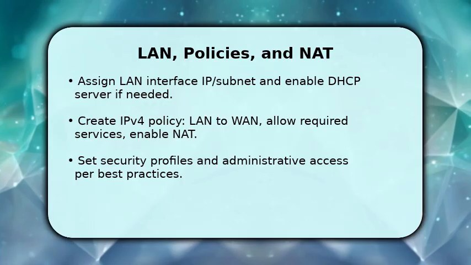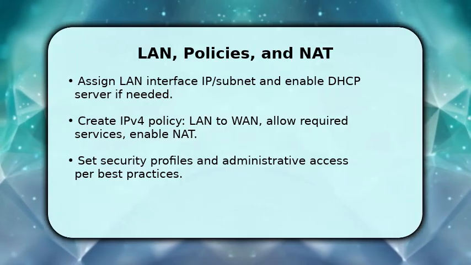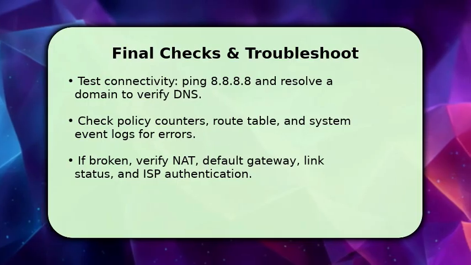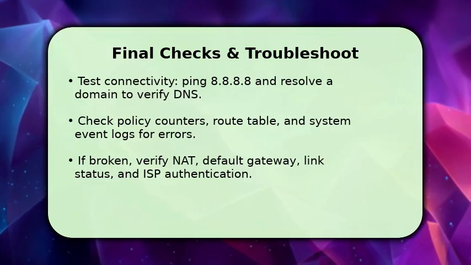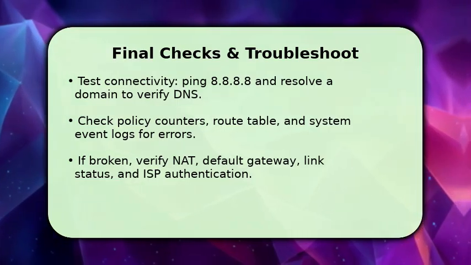This prevents overblocking. To finish, test end-to-end connectivity. From the FortiGate, ping a public IP such as 8.8.8.8 and confirm domain name resolution to validate DNS.